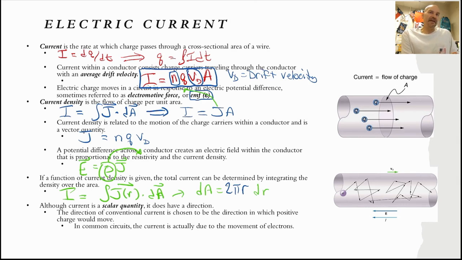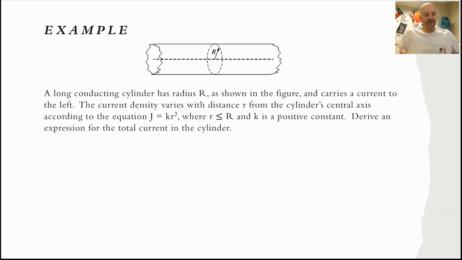Now, current is a scalar quantity, but it does have a direction. The way we talk about this is conventional current, and it's chosen to be in the direction in which positive charge will move. But we know positive charge does not actually move; it's opposite the motion of what actually happens, and the current is actually due to the movement of electrons. Now, don't let that confuse you, because we always flow out of the positive end of the source into the negative end of the source. So that's why we say it's chosen to be in the direction the positive charge would move. Okay. Now let's look at an example.